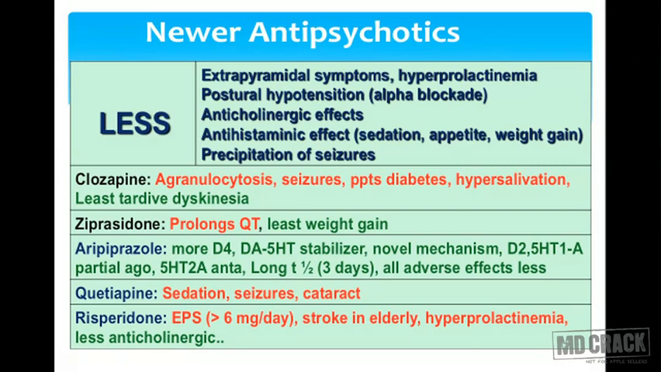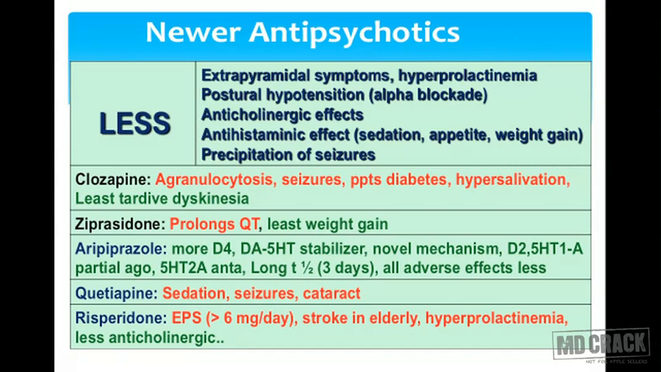The next agent is quetiapine. Quetiapine is known to produce sedation, is known to precipitate seizures, and a very typical adverse effect seen with quetiapine is cataract. The last one on this slide is risperidone. It can cause extrapyramidal symptoms if it is used in a higher dose, that's more than 6 milligrams per day. It can precipitate stroke in the elderly. It's known to precipitate hyperprolactinemia.